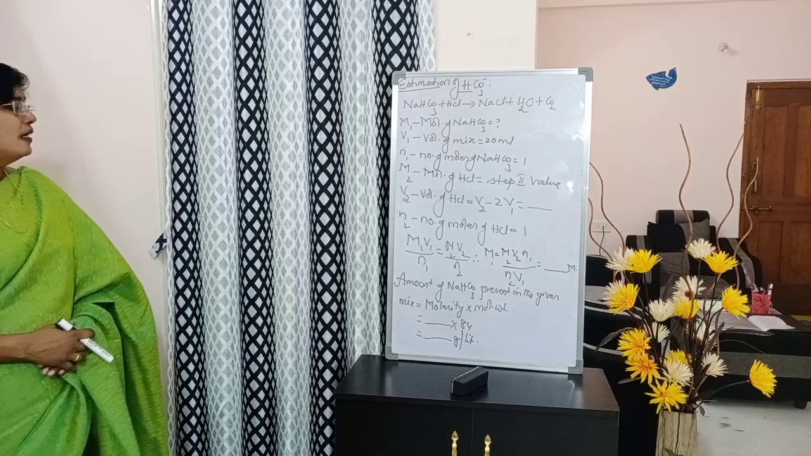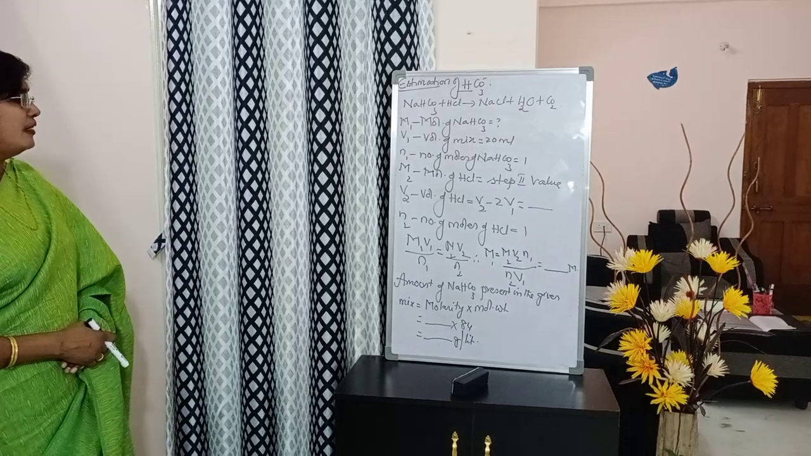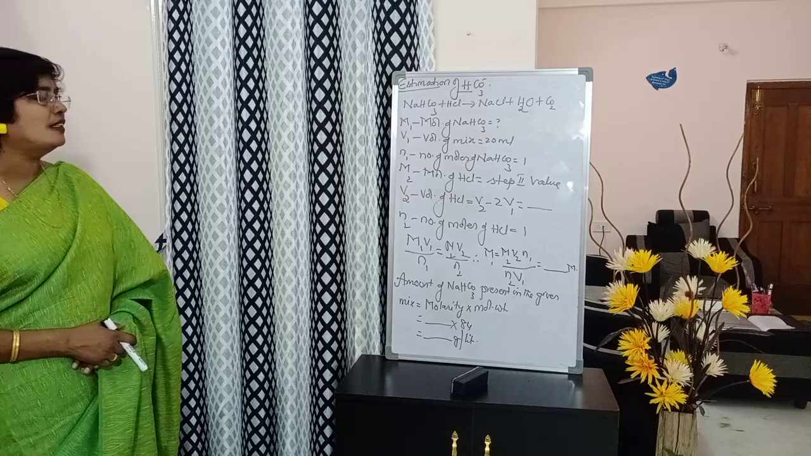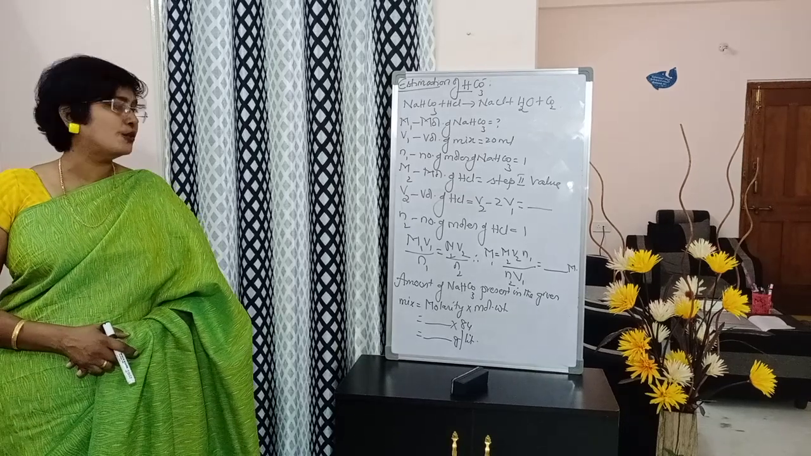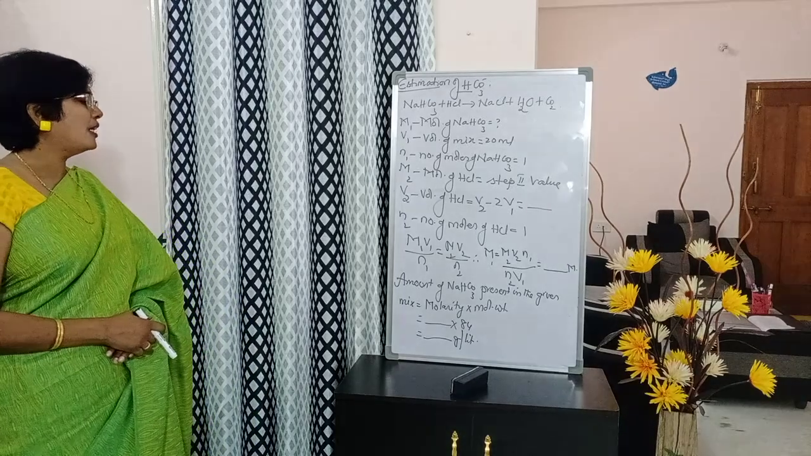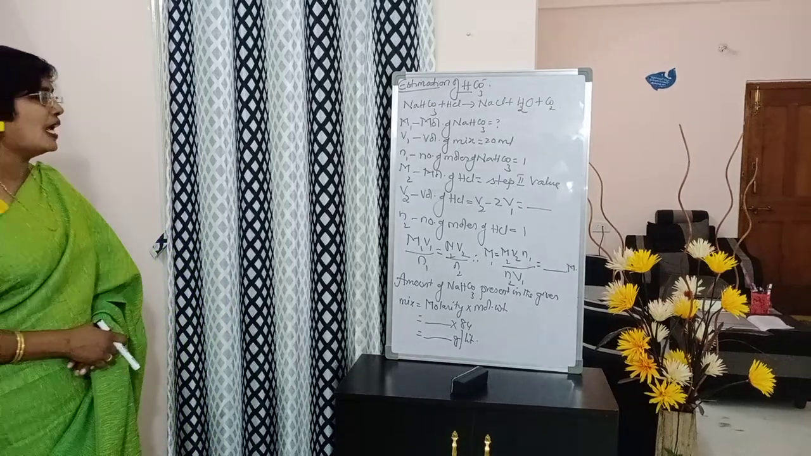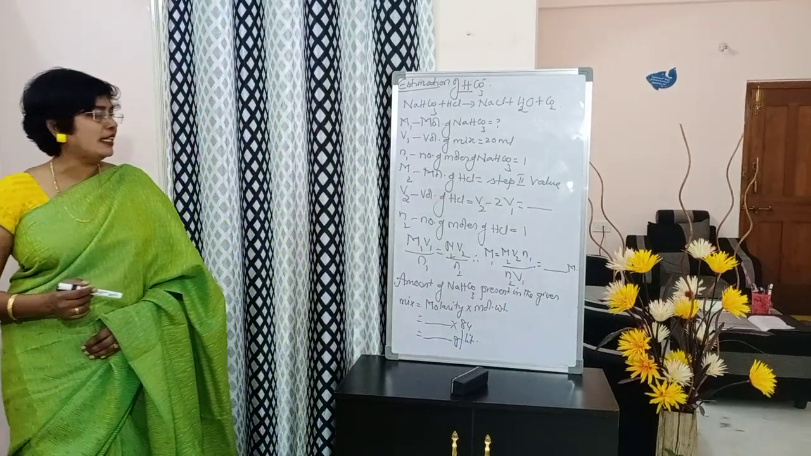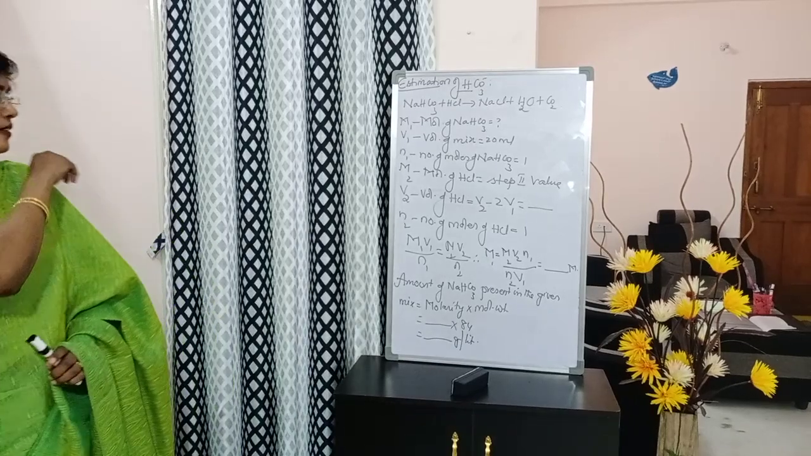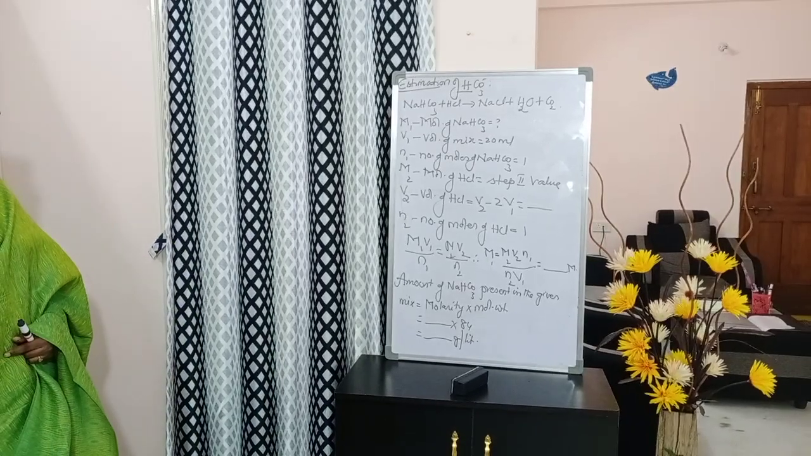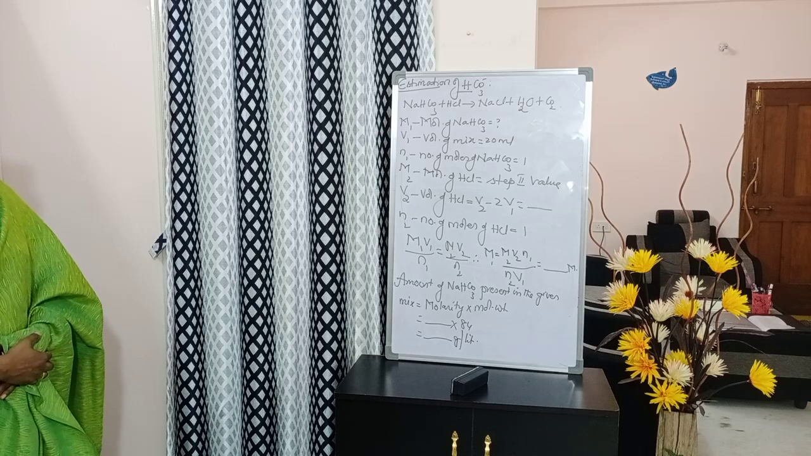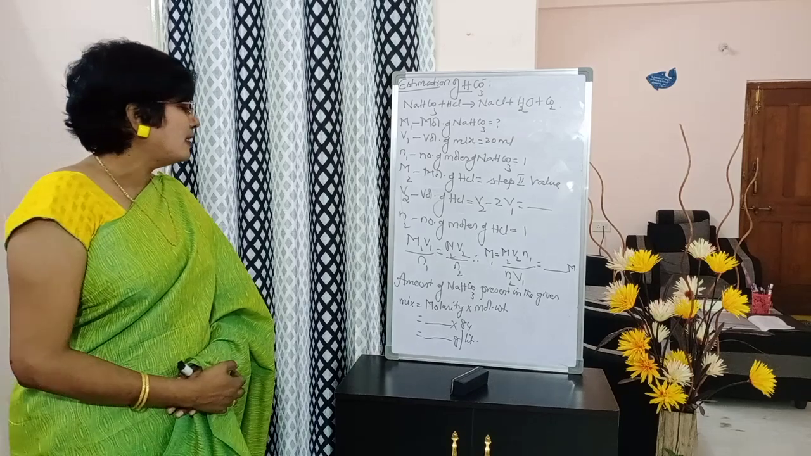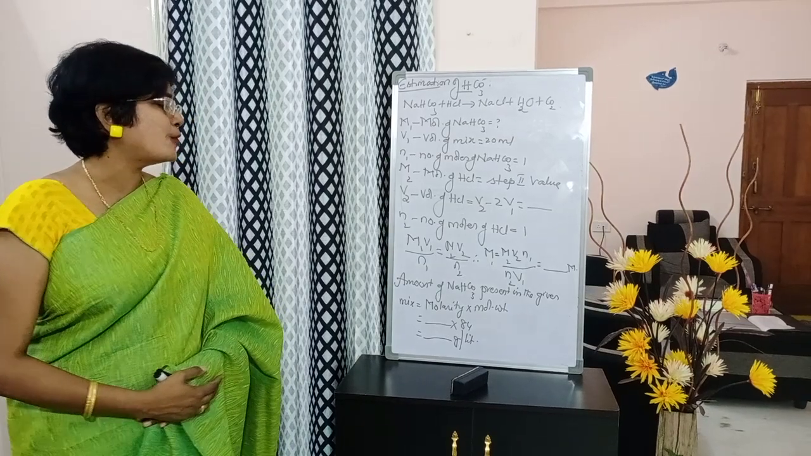So finally, amount of NaHCO3 present in the given mixture is equal to molarity. Which molarity? This value should be written here, into molecular weight of NaHCO3. How much is molecular weight of NaHCO3, students? 84. So whatever value you are getting after multiplication is equal to dash grams per liter.